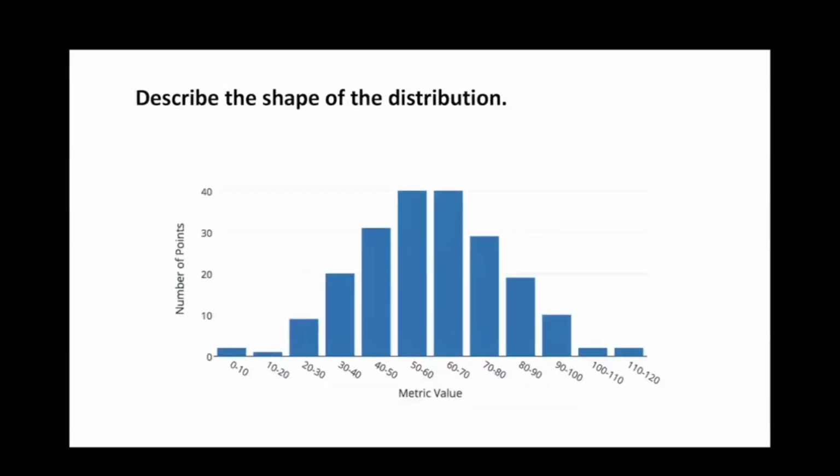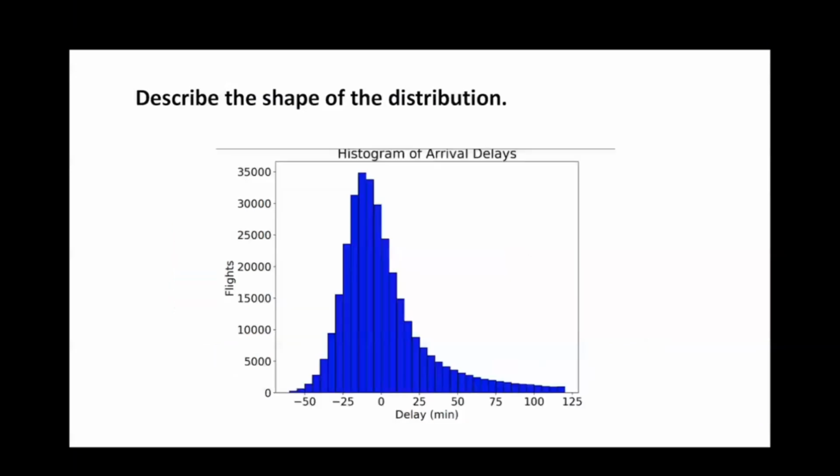All right, this one right here. Think in your head: what is the shape of this distribution? This one is a beautiful bell. This one is a lovely bell shape. I love this, so beautiful. It's nice and symmetric.